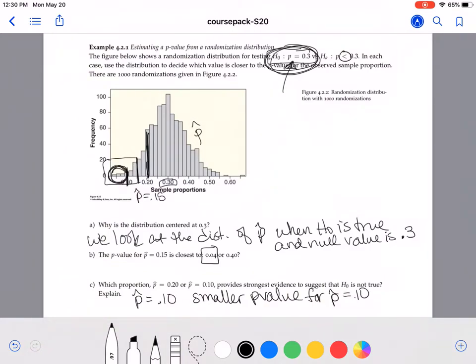And we also can say something like p-hat equal 0.10 is less likely than a sample value p-hat equal 0.20 if the null is true.